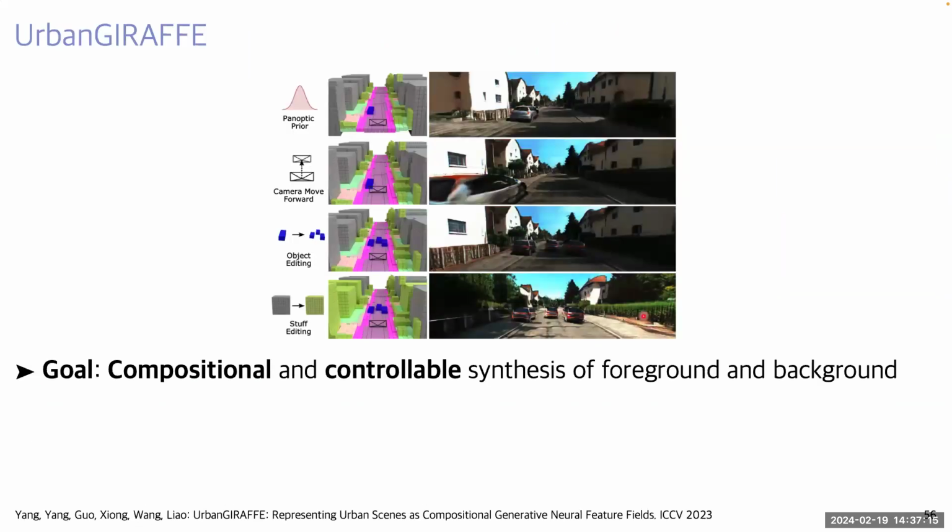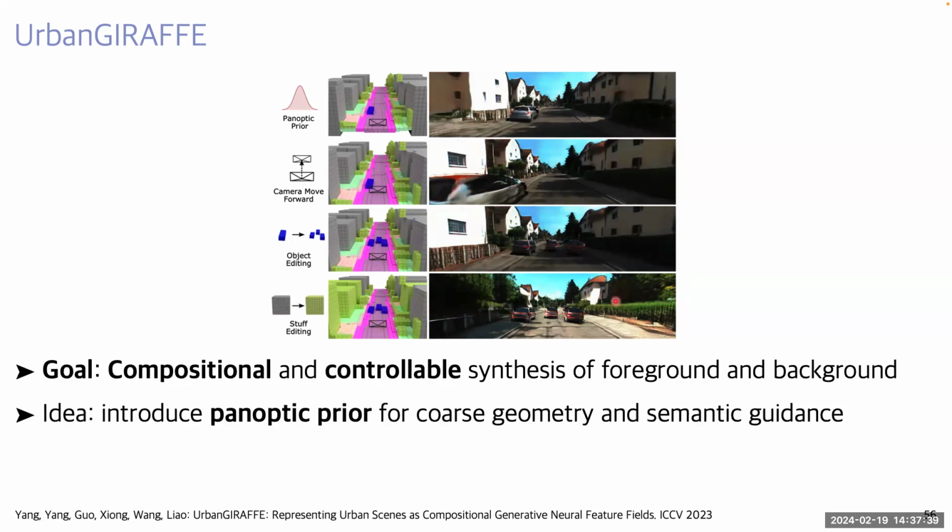In our UrbanGIRAFFE, we propose compositional and controllable synthesis for both foreground and background, in the sense that we are now able to move the camera in the scene, like driving forward, as well as edit the foreground objects. What's also cool is that now we can edit the semantic meaning of the background, for example, changing a building to a tree in this case.